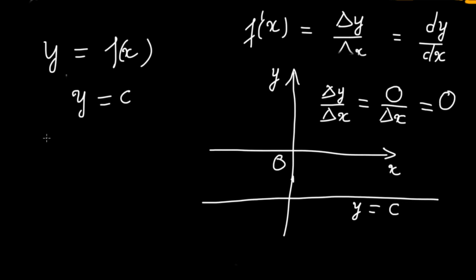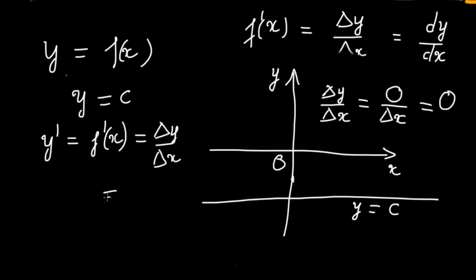We write y prime equal f prime of x equal delta y over delta x equal 0, when y equal f of x equal c, where c is a constant term. So the derivative of any constant term should be equal 0.